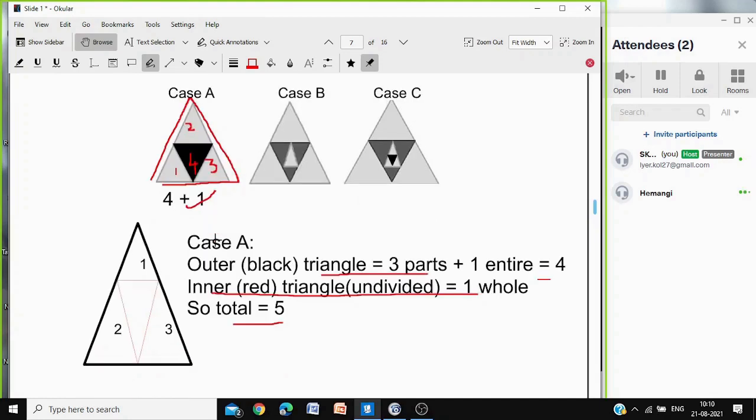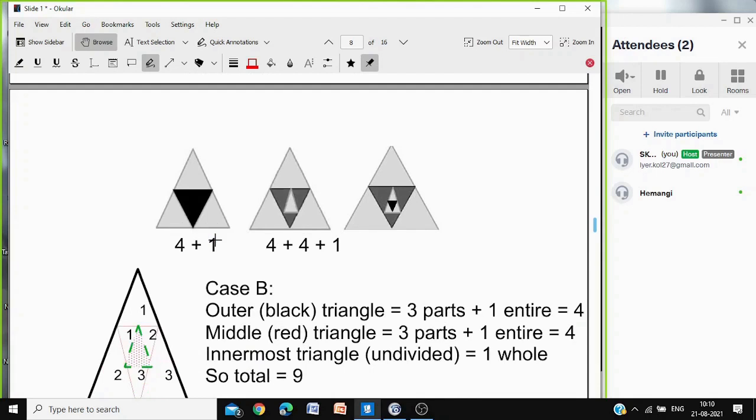So 4 plus 1, 5. Now see the second one. What happens? Here also, the inner will have 4, 1, 2, 3, 4. And the outer will have 1, 2, 3, 4, and the whole triangle 1. So you will have 4, 4, 1. Means the one which is not divided is 1 and the others are 4. The one which is divided 1, 2, 3 and the whole triangle 4. And this one 1, 2, 3 and the whole triangle 4, and the one which is not divided, that is 1. So 4 plus 4 plus 1.